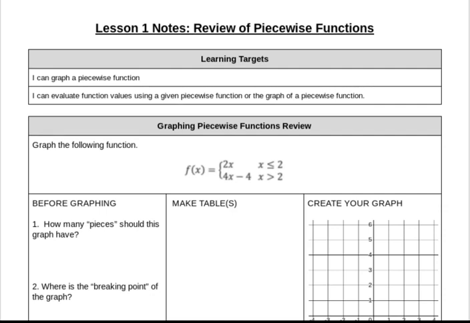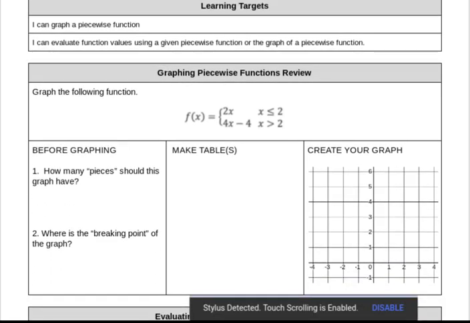So if you have your pink packet, these notes will be on pages 3 and 4 in your Unit 1 packet. So our learning targets are: I can graph a piecewise function, and I can evaluate function values using a given piecewise function or the graph of a piecewise function. So by the end of this video, or really by the end of the Desmos activity, you should have been able to do both of those things. So we're going to start out by looking at graphing.